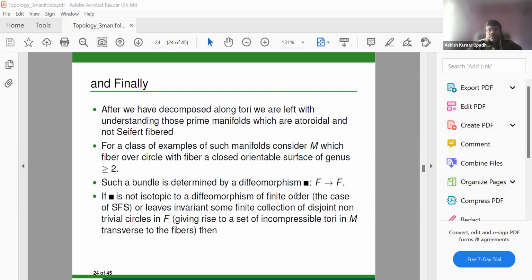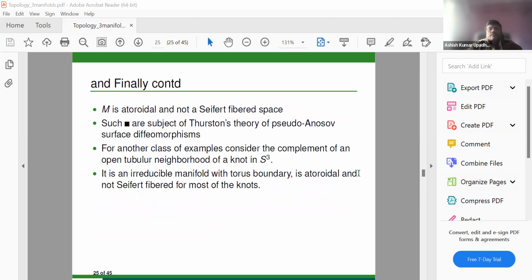a diffeomorphism of finite order, as in the case of Seifert fibered spaces, or one that leaves invariant some finite collection of disjoint non-trivial circles in the surface, then M is atoroidal and not a Seifert fibered space. Such diffeomorphisms are subjects of Thurston's theory of pseudo-Anosov surface diffeomorphisms. There is a study of surface diffeomorphisms which are called pseudo-Anosov in Thurston's theory.